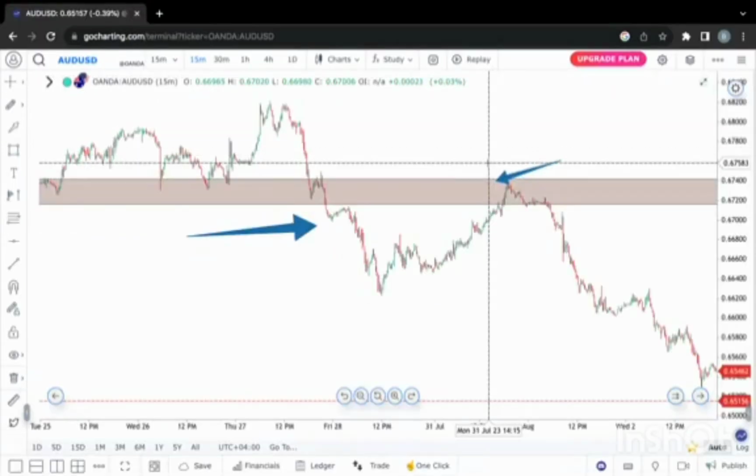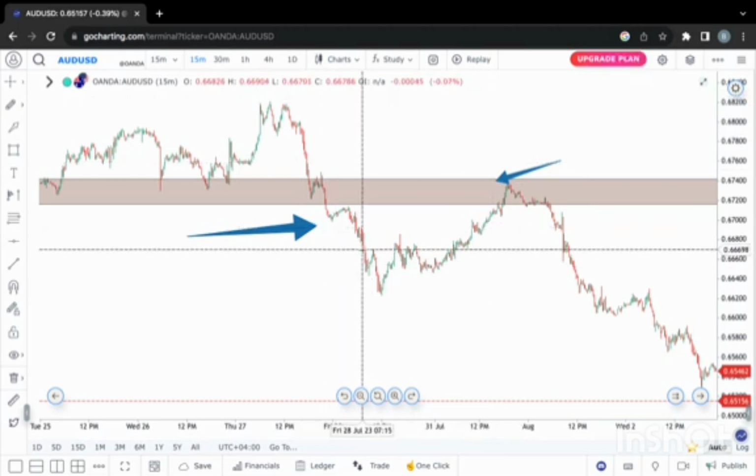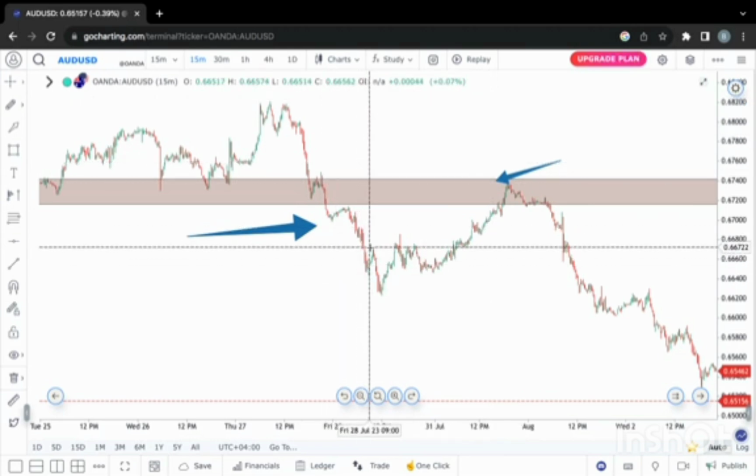So I'll end here. I don't want this video to be long. I hope you get value in this video. Always let this be in your mind: after breaking the level, you wait for the retest. Don't enter because the level is being broken. No, just wait for the retest.